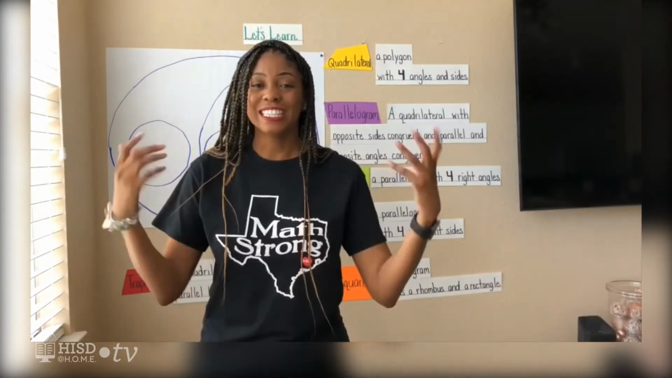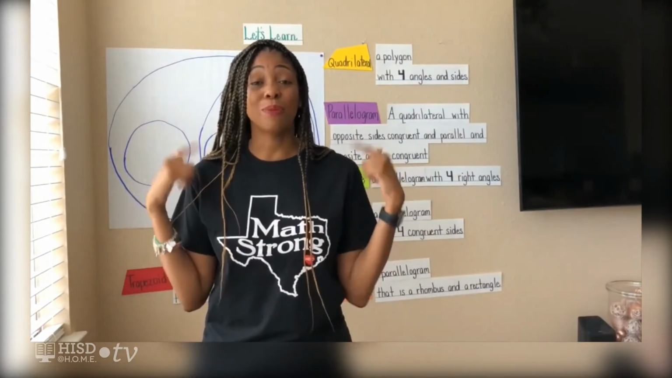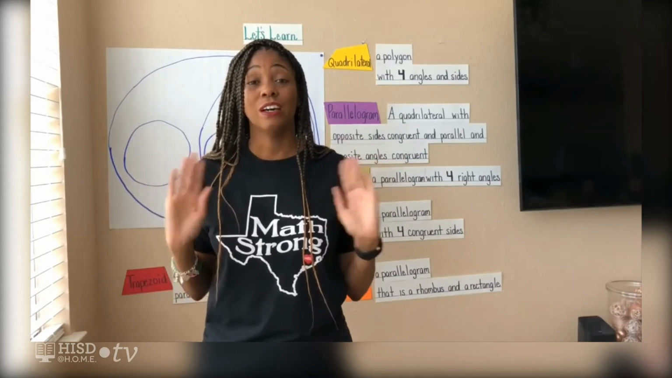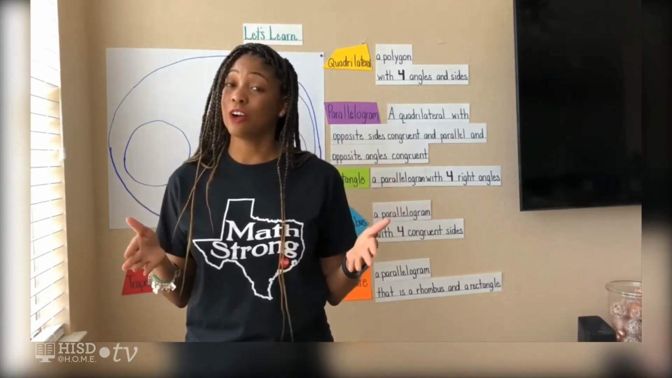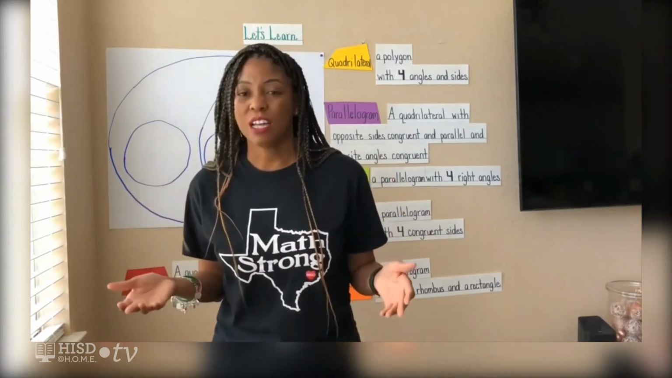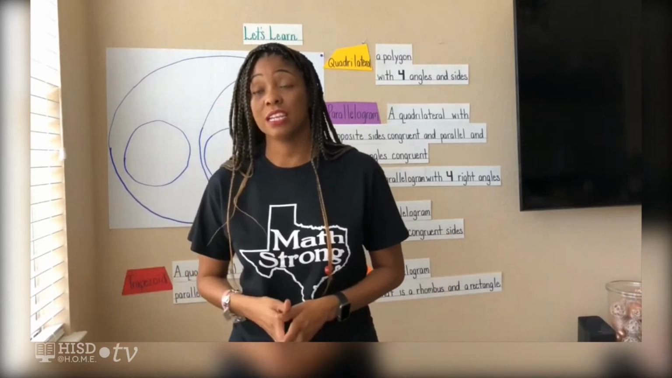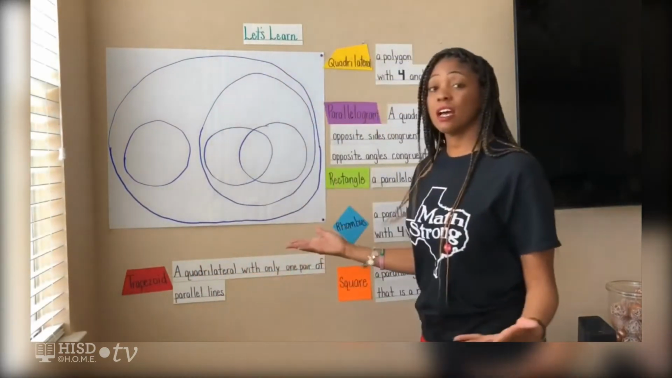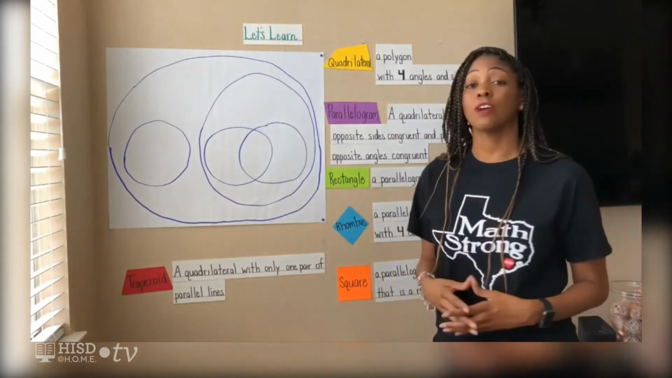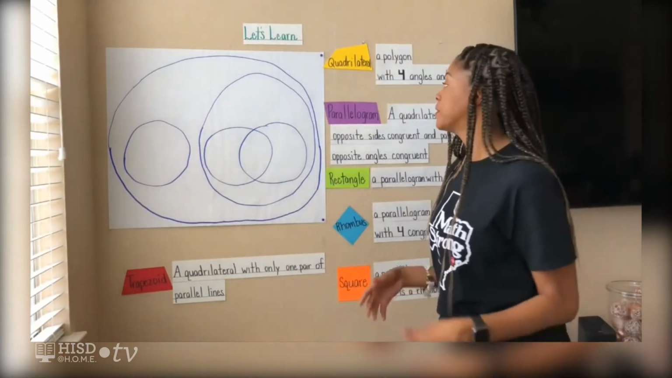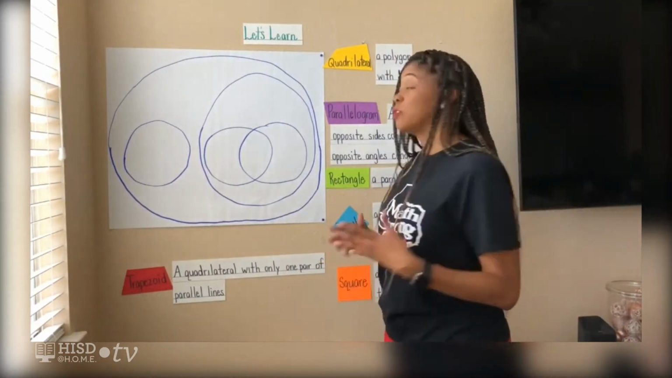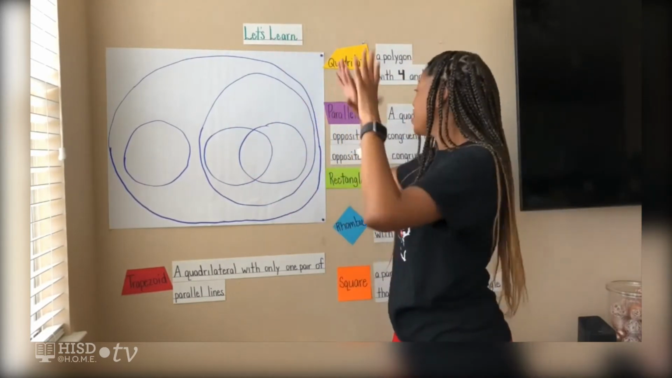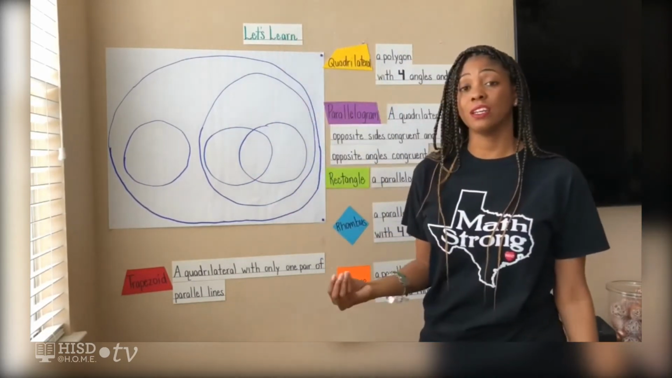Let's see if we could take these definitions and apply them to our visual of this graphic organizer of overlapping circles. Some people call them Venn diagrams as well. So let's talk about our actual graphic organizer, the Venn diagram. We know the overarching circle. The big circle is going to be called what?